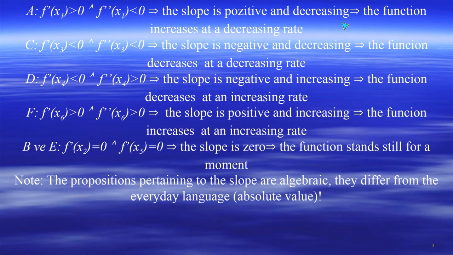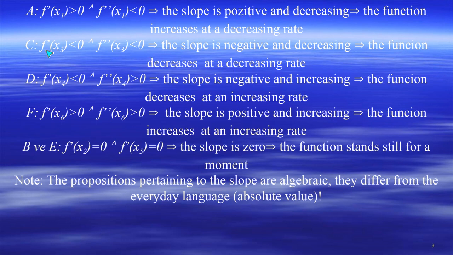Why? The slope is positive, but it is decreasing. The function increases at a decreasing rate. The slope is positive and decreasing. What does it mean? The function increases at a decreasing rate. This positive z is a little erroneous. It should have been s. Even in American English, I think there is a small mistake there. So it's understandable, but still, I will change it.